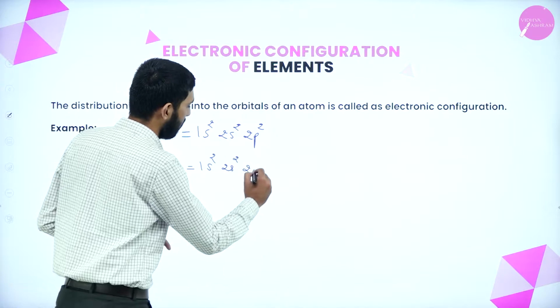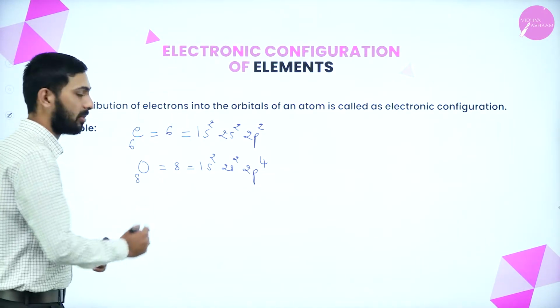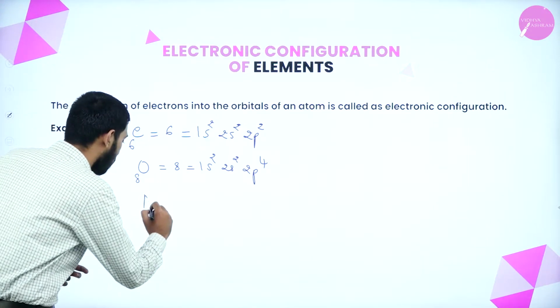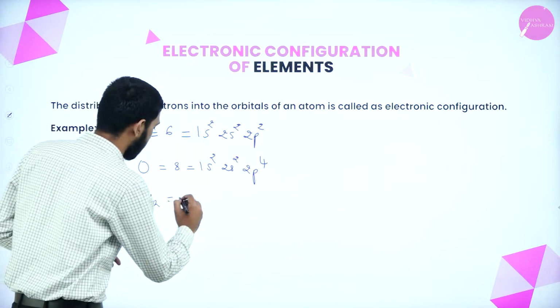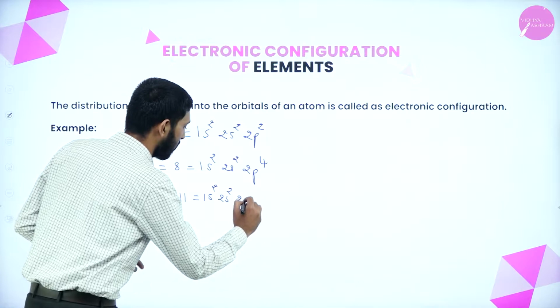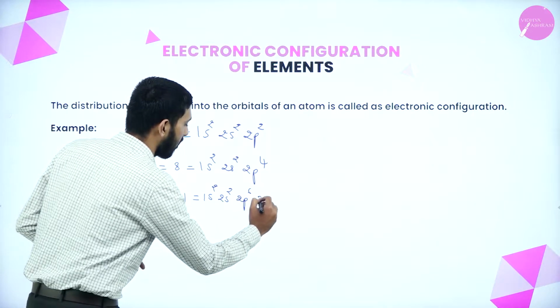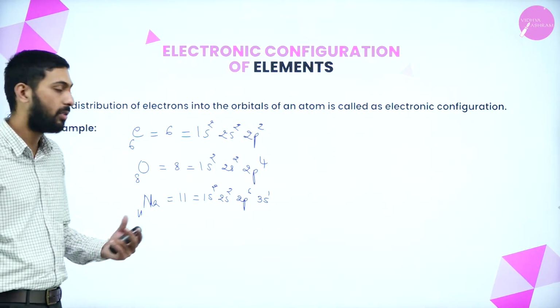1s2, 2s2, 2p4. Okay. Now let us study some big elements. Sodium. What is the atomic number of sodium? Atomic number of sodium is 11. 1s2, 2s2, 2p6, 3s1. So it is the electronic configuration of sodium.